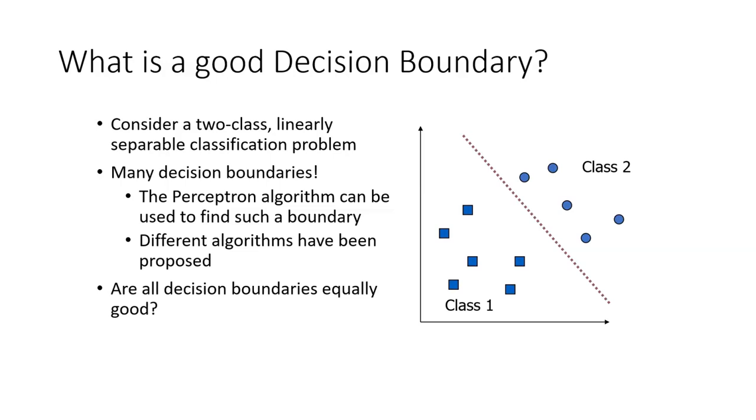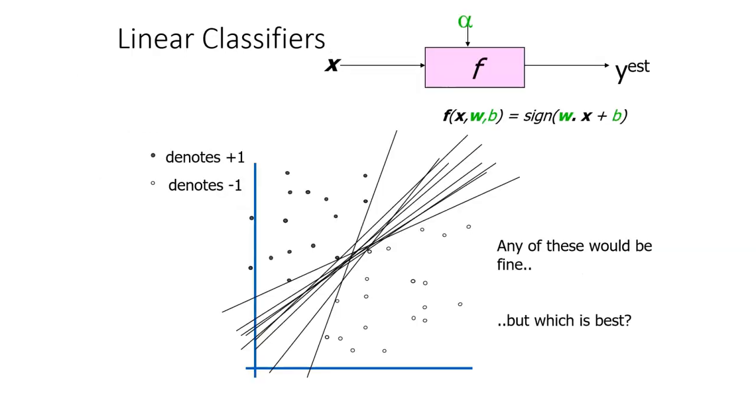So consider a two-class linearly separable classification problem. There are many decision boundaries. The perceptron algorithm can be used to find such a boundary. Different algorithms have been proposed, and we have to see whether all decision boundaries are equally good or not, which boundaries are perfect and which are not. This line, as I told you, is not a fixed one. It moves toward the x-axis and toward the y-axis. When it moves toward the y-axis, the angle becomes larger, and when it moves toward the x-axis, the angle becomes smaller.